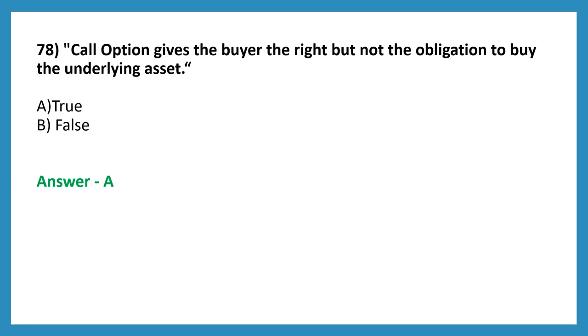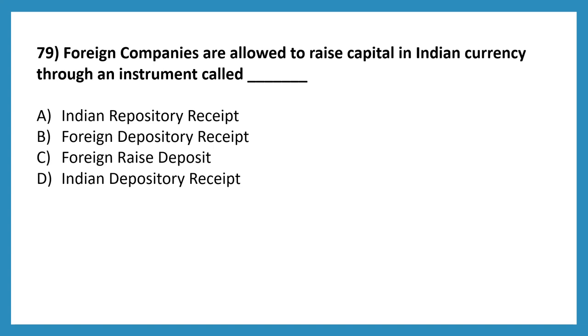Next question. Foreign companies are allowed to raise capital in Indian currency through an instrument called option A, Indian Depository Receipt, option B, Foreign Depository Receipt, option C, Foreign Raised Deposit, option D, Indian Depository Receipt. The correct answer is option D, Indian Depository Receipt.